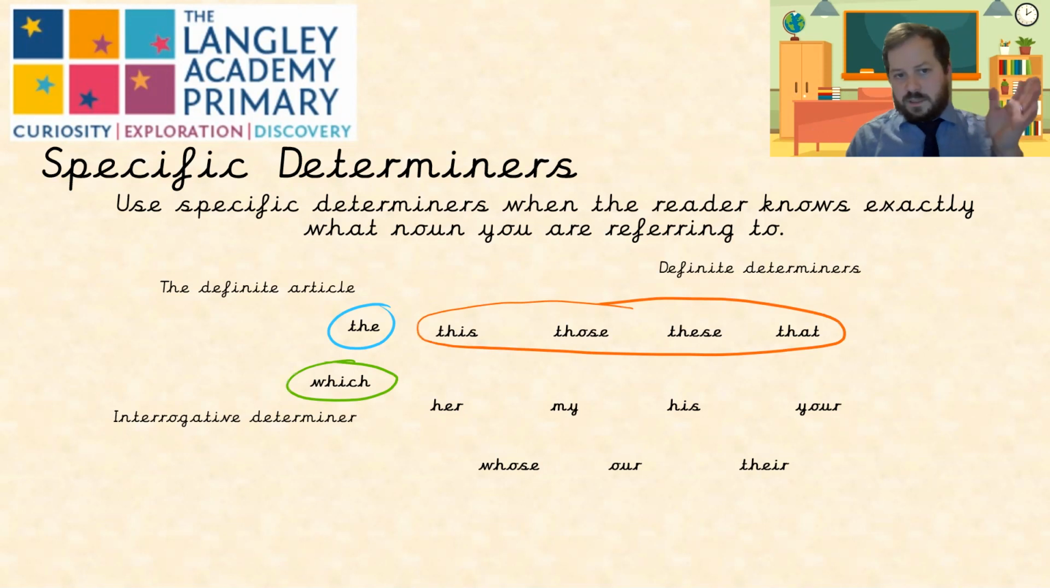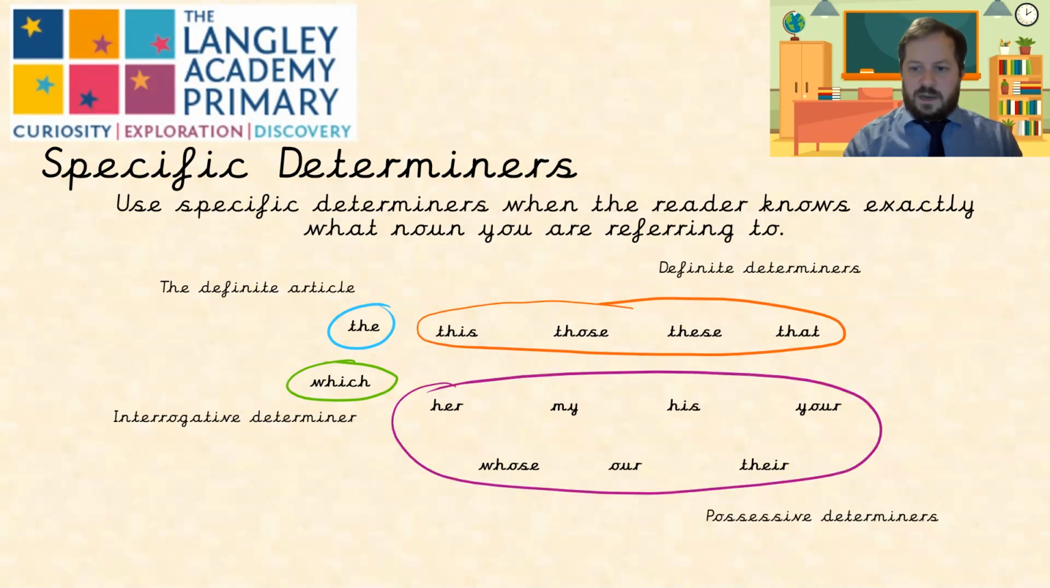These link quite closely to the definite article. They are added to nouns when you know exactly what noun the person is talking about. And this set down here are possessive determiners, like my teacher, her teacher, his book, or your pen. You add this determiner in front of the noun, which lets them know who that noun is owned by.